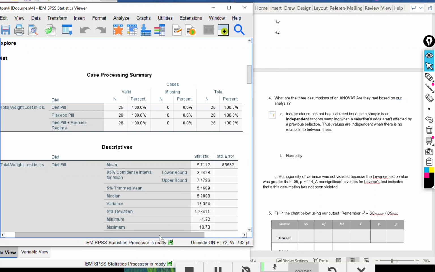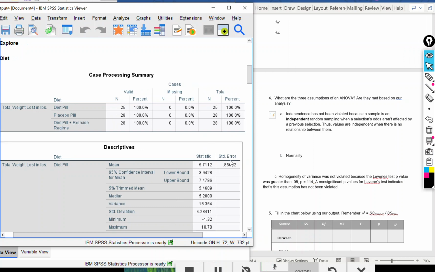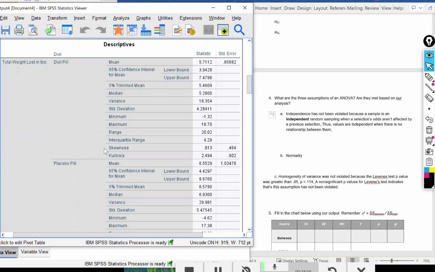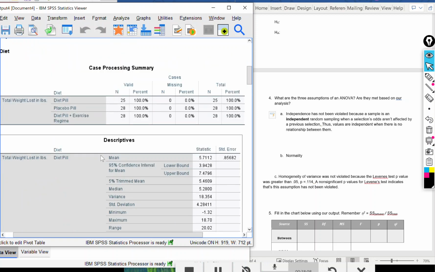All right, so what do we have here? What we see is a nice table telling us how many participants we have in each group. We have 25 in the diet pill group, 28 in the placebo pill group, and 28 in the diet pill plus exercise group. Now, in the diet pill group, here are the descriptives.